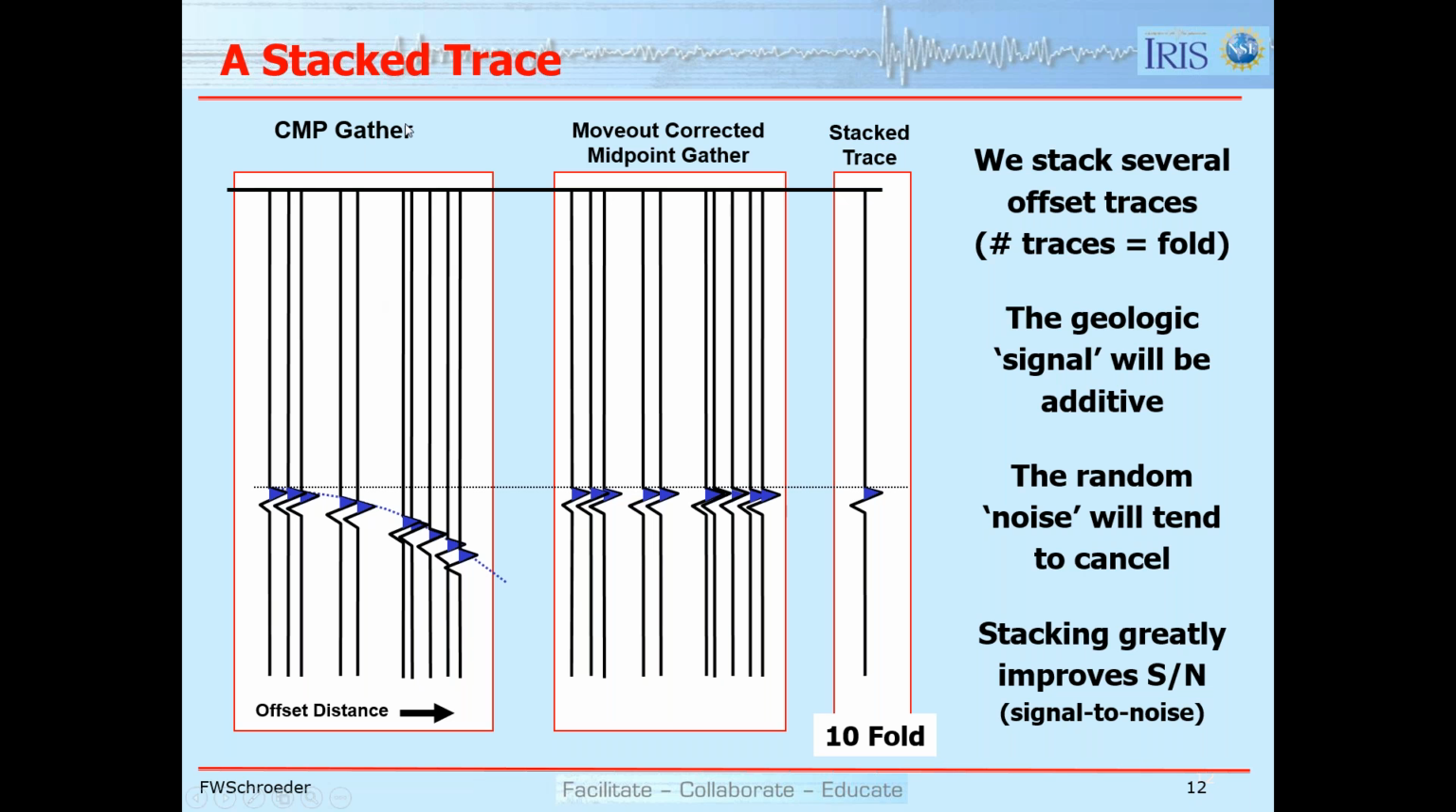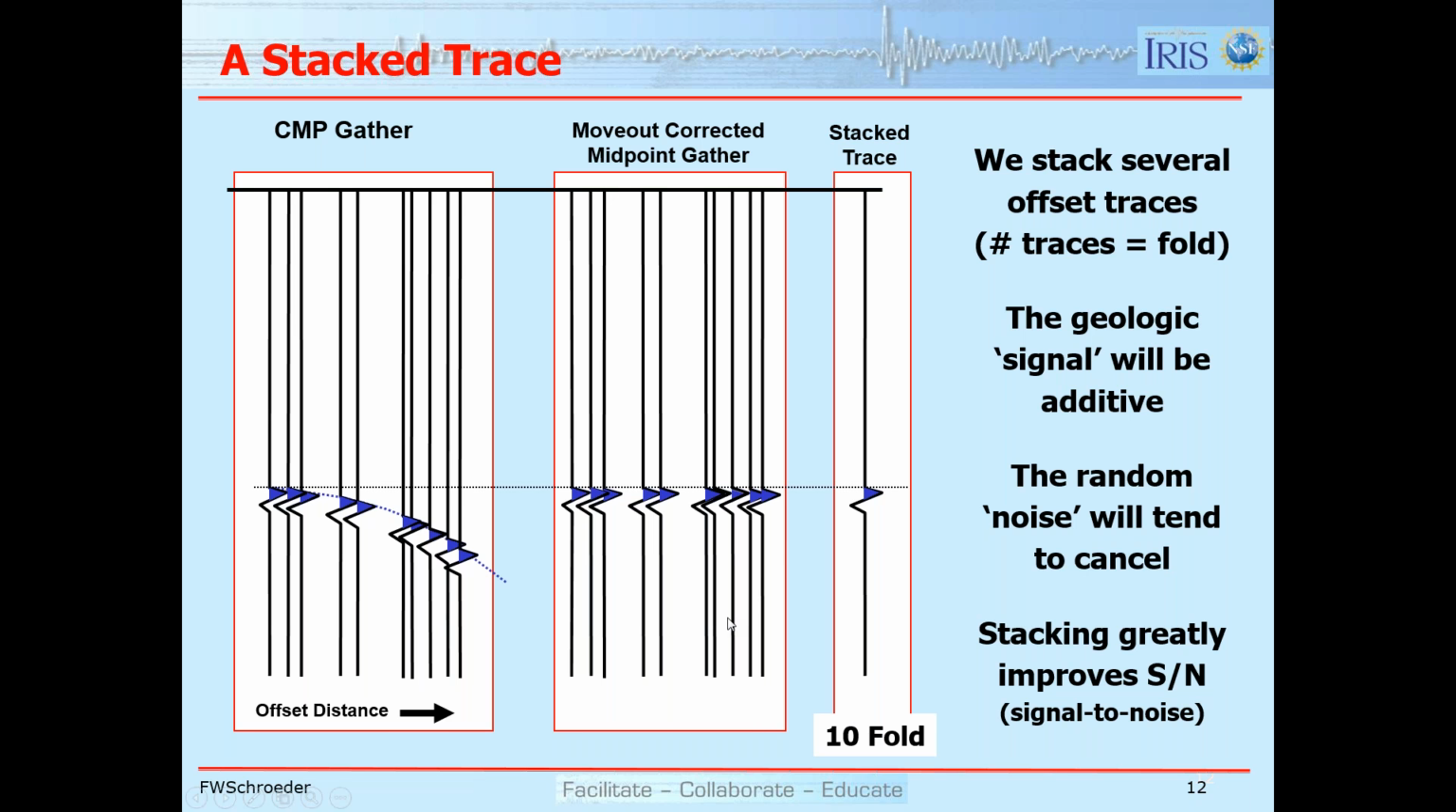So we have a CMP gather. We'll flatten that gather. Let's say we have 10 shot receiver pairs in this gather. We have 10 traces that would all be from a common midpoint. And then what we'll do is we'll sum all 10 of these and get a single trace at the location of the midpoint. And if we have 10 traces that we're adding together or summing, we say that's 10-fold data.